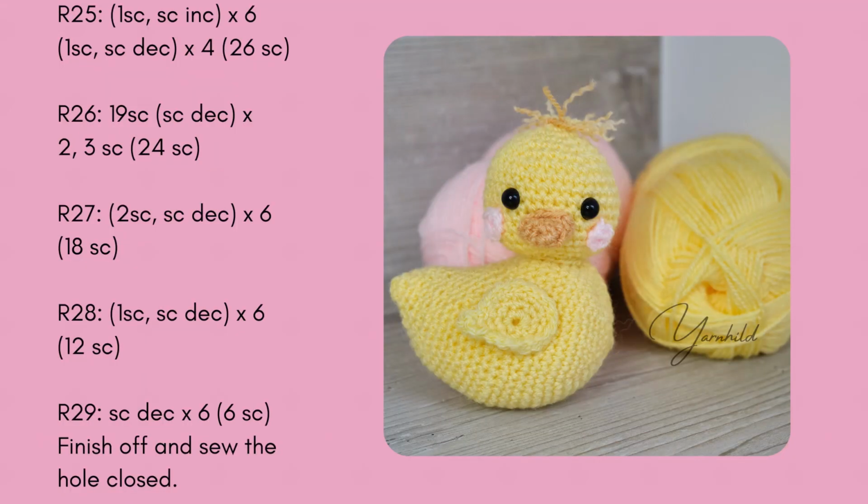So here next, 1 single crochet, increase 6 times, and then 1 single crochet, decrease 4 times, and you should end up with 26 single crochets. And here we have 19 single crochets, so 1 single crochet in the next 19 stitches, and then you start single crochet, decrease 2 times, so 2 decreases in a row, and then you have 3 single crochets left, so do 1 single crochet in the next 3 stitches. That's 24 stitches. See, 2 single crochets and 1 decrease, repeat 6 times until you get 18 single crochets.